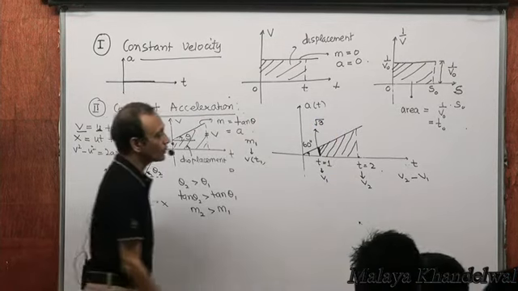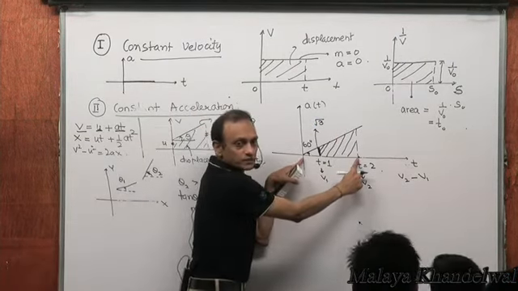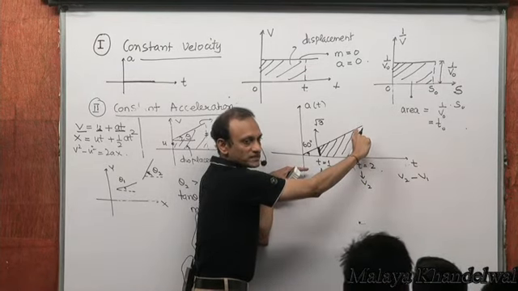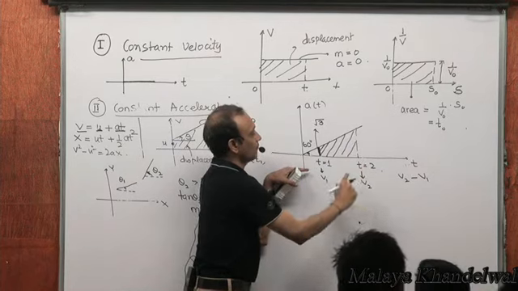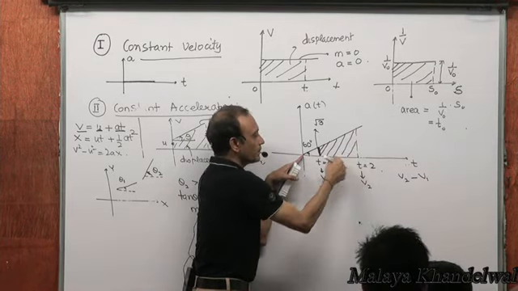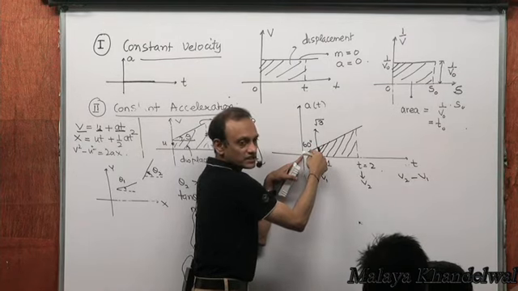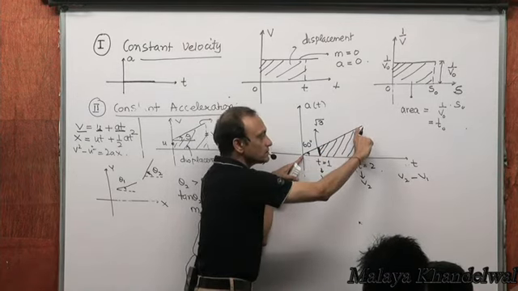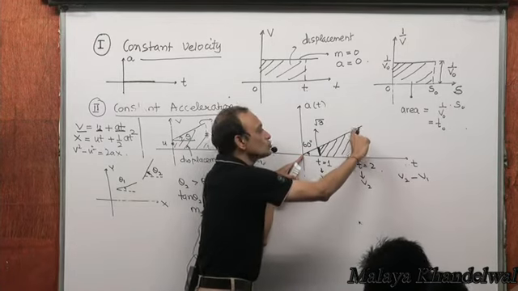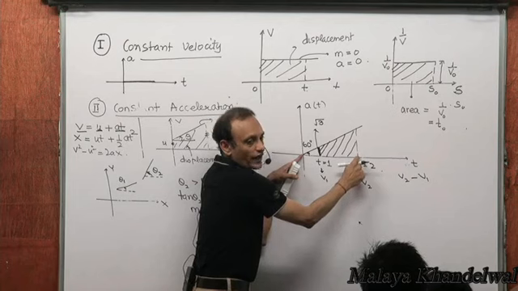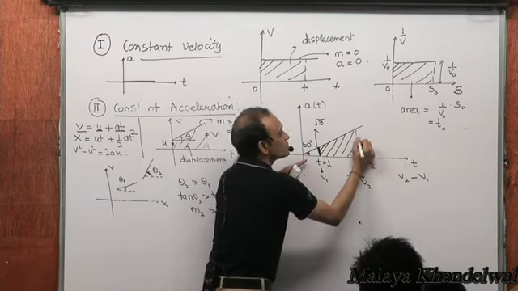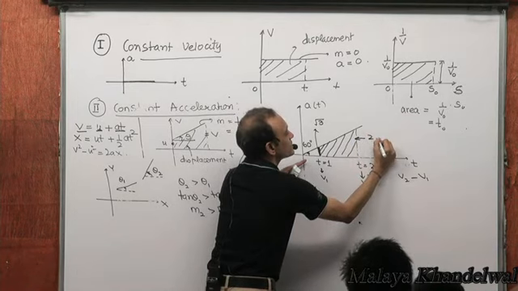Now this is 2 units, and this length would be 2 tan 60 degrees. This is 2 units. Perpendicular by 2 units is tan 60 degrees. So this length must be 2 tan 60 degrees, isn't it? Look at this right angle triangle. So 2 tan 60 degrees means 2 root 3.